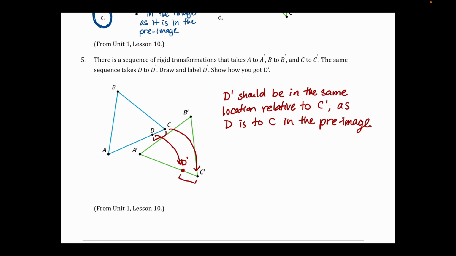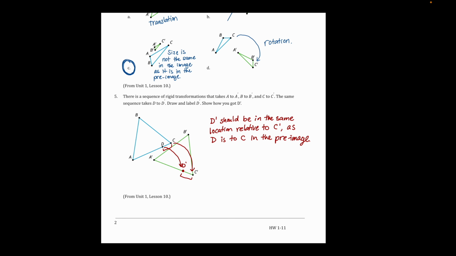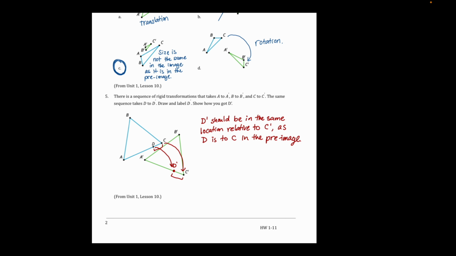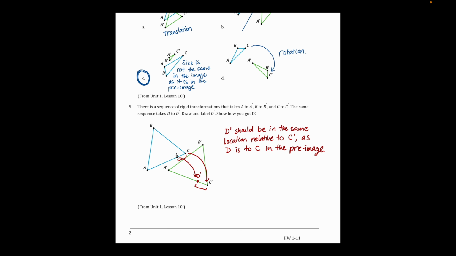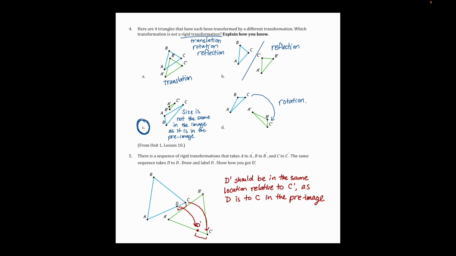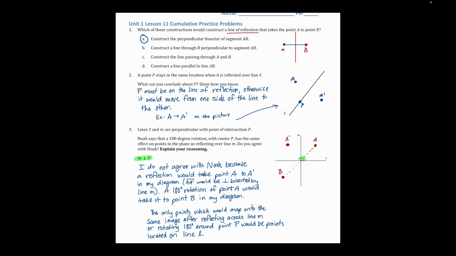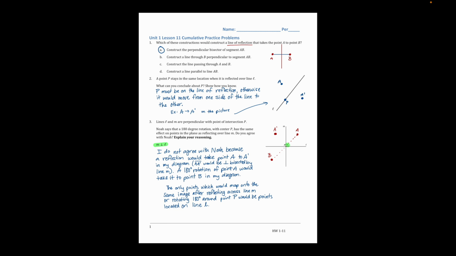Okay, and we're almost done with this assignment, but I believe we have, oh, nope, we're actually done with this assignment. I thought we had one or two more questions, but we're actually leaving it there. So that was Unit 1, Lesson 11, the cumulative practice problems for Illustrative Mathematics Geometry.